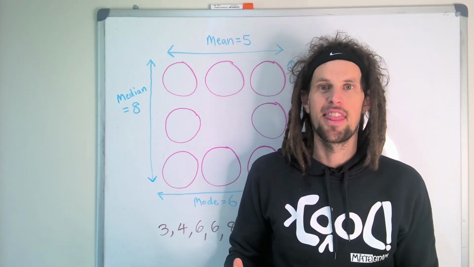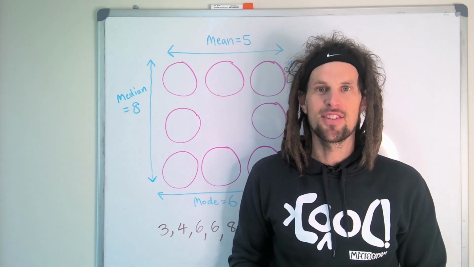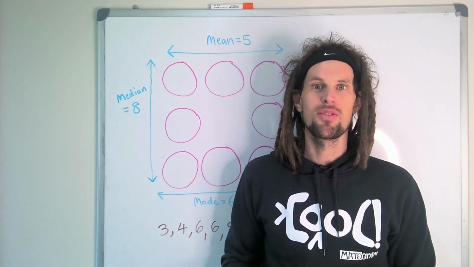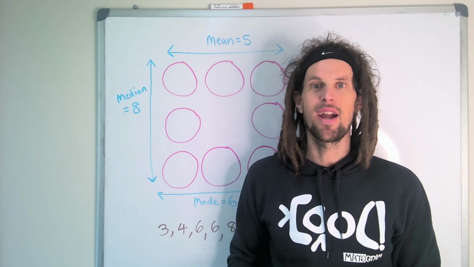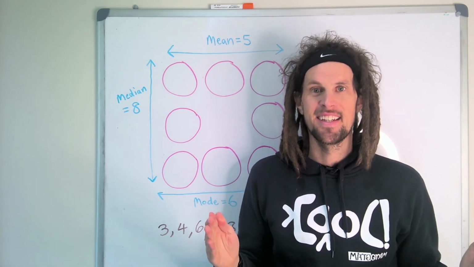Hey diddle diddle, the median's the middle. You add and divide for the mean. The mode is the one which appears most often and the range is the difference between.